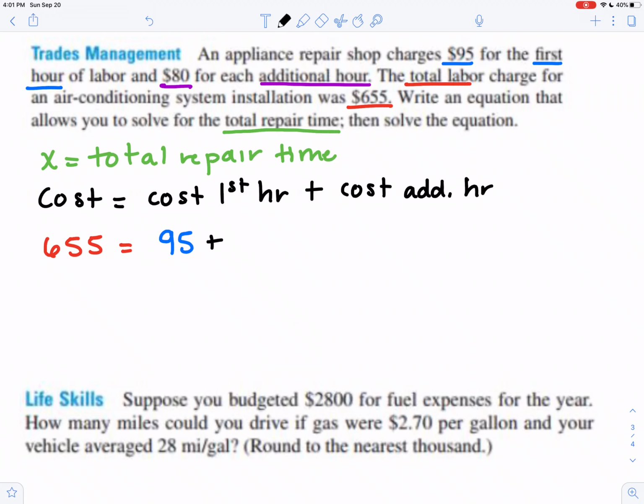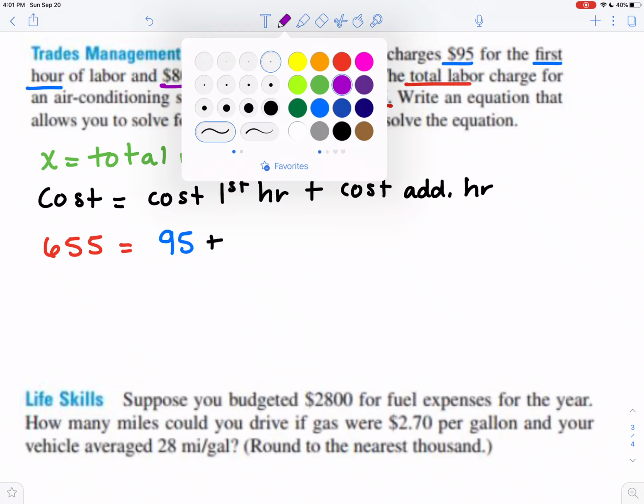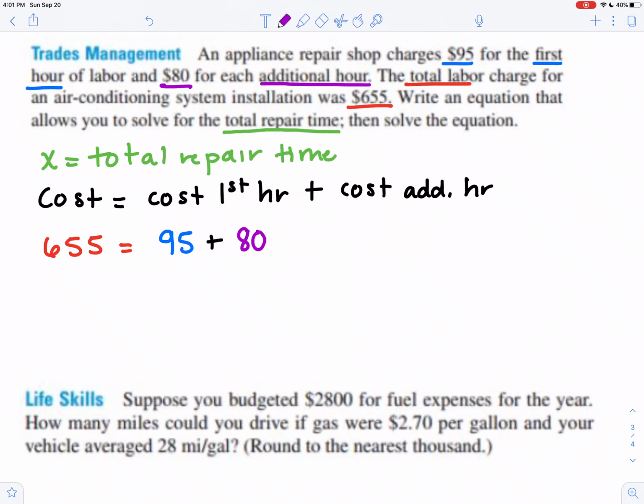Now, we know the cost for each additional hour is $80. But to make sure that I write my equation correctly, I want to note that this is only going to be the charge for those hours after the first one. So basically what I'm doing here is taking the total repair time x and subtracting 1 hour, because only the ones past the first hour are going to have a charge of $80. All right, so here's my equation.